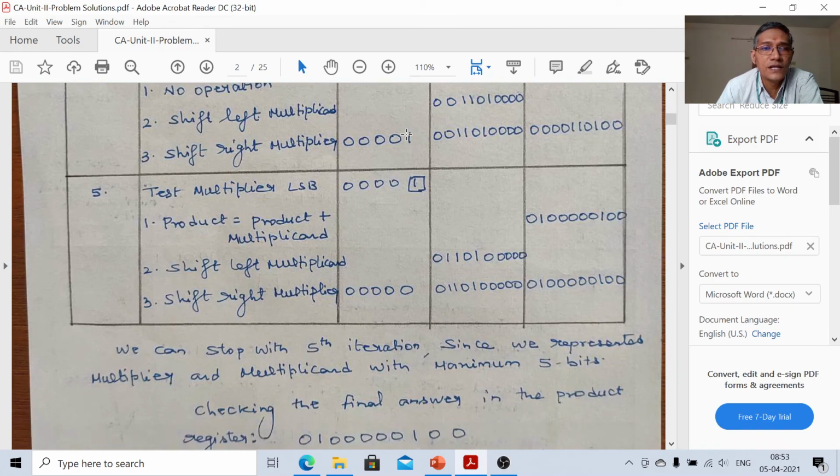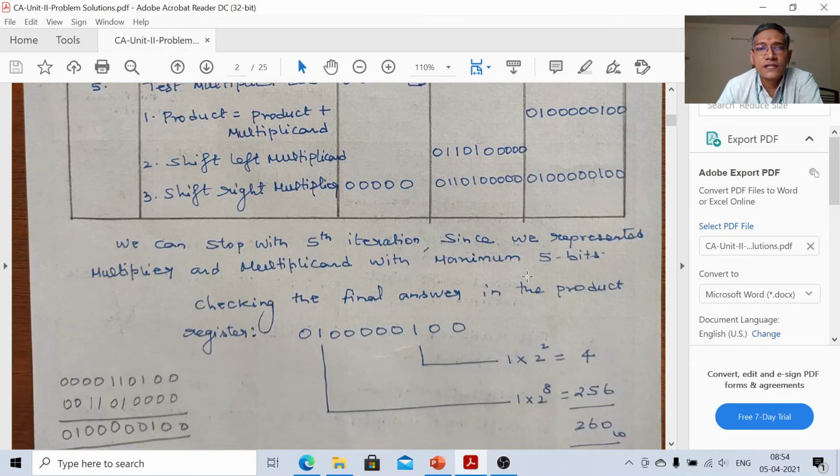If you see, the multiplier LSB is 1. Now we need to add the product register with the multiplicand. After adding the product register with the multiplicand, we will get this answer. Normal binary addition you need to do, and shift left the multiplicand, you will get this result, and finally shift right the multiplier. So if you see the final result, we will have it in the product register.